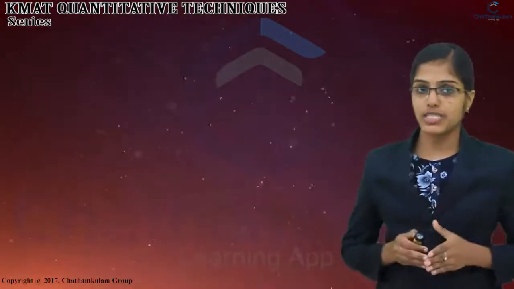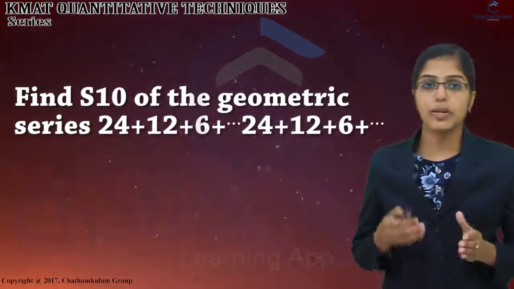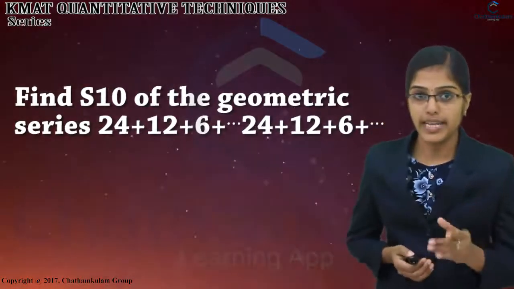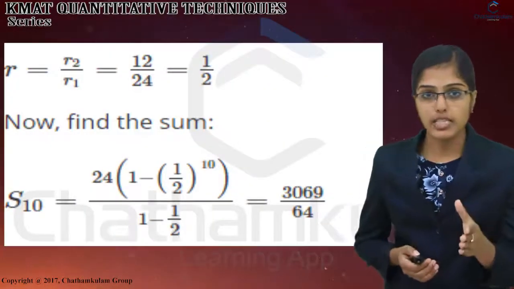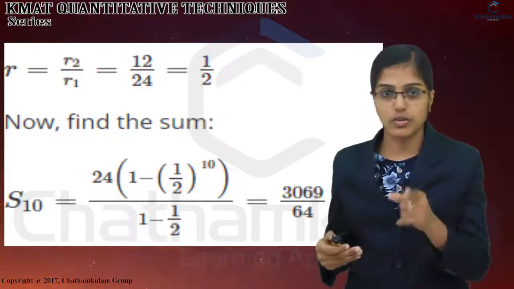Our next question is to find S10 of the geometric series 24 plus 12 plus 6 plus etc. Okay, first find r. So r is equal to r2 by r1. So that is equal to 12 by 24, that is equal to 1 by 2.